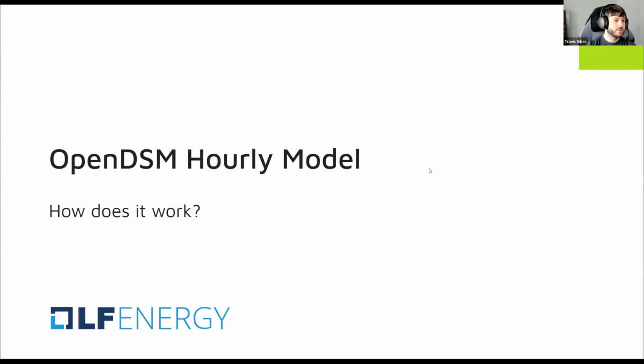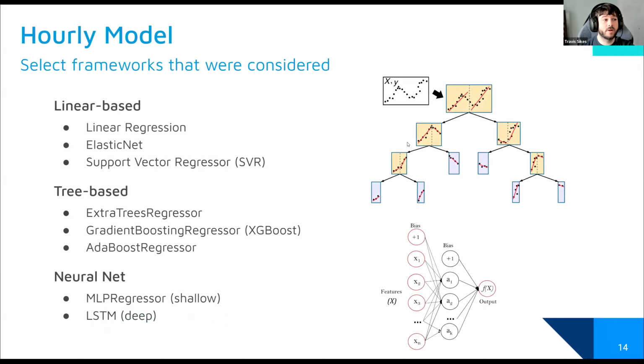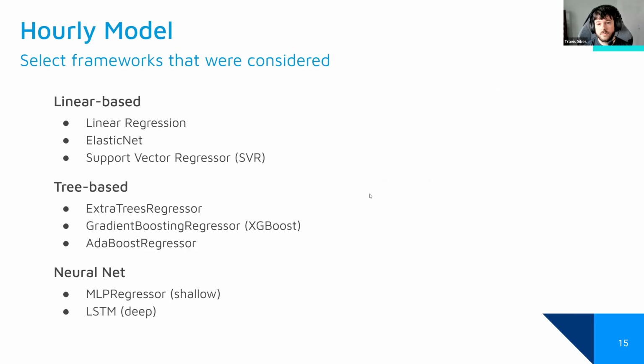All right. So let's start going into some details about how the hourly model works. To begin with, let's talk about what kind of potential frameworks we investigated. To start with, you've got your simple linear-based modeling frameworks: linear regression, elastic net, and support vector regressor, otherwise known as SVR. Then you've got your tree-based methods, and then finally we have neural nets. Now, of these, we had to pick which ones were likely to be most fruitful.